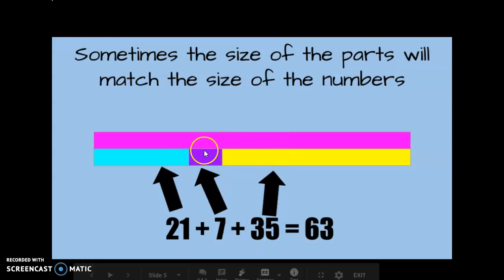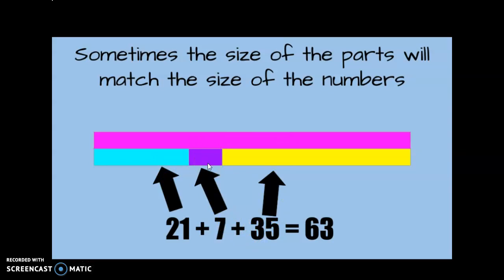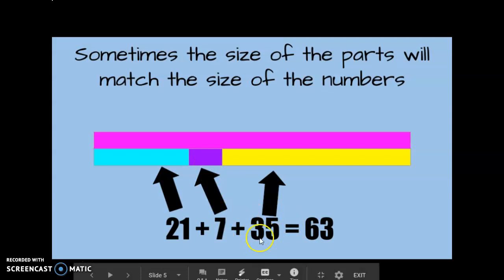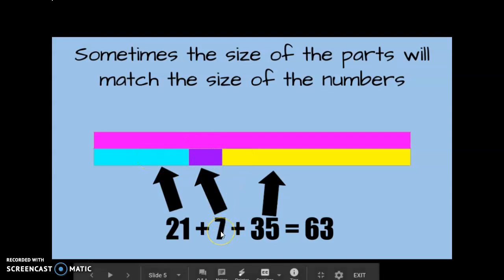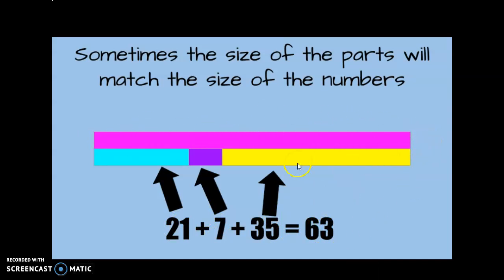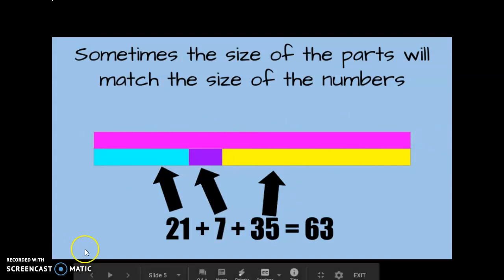So my 7 would go in the box that is the smallest because it is the smallest number. My largest number is 35, so I have a box here that is larger than the others. That is where the 35 would go, and then 21 is a number that is the middle size, so I have a medium-size box to match that. So I have a small, medium, and large box to match the small, medium, and large numbers down here. And then, of course, my 63 would go in the pink box because it is the whole and it represents all these numbers put together.